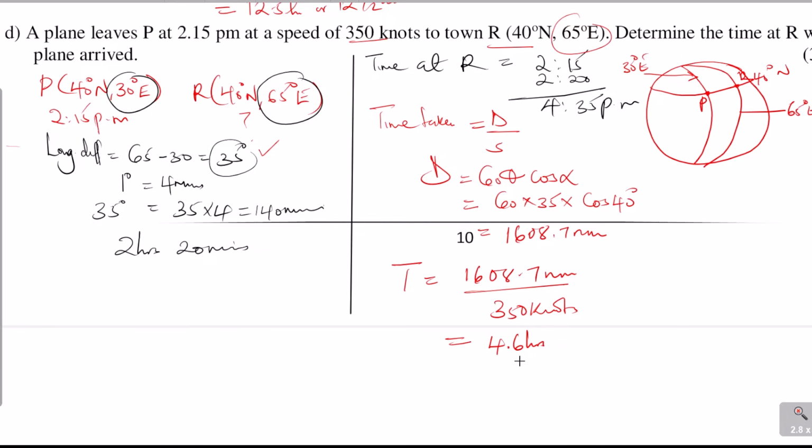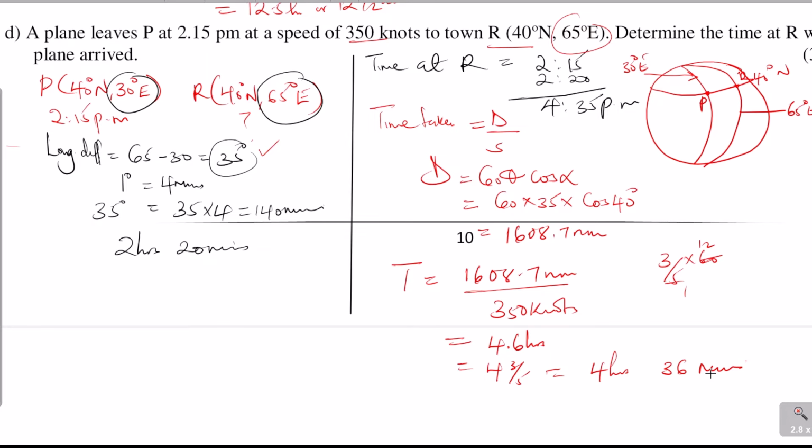So that means 4.6 hours is the same as 4 and 3 over 5. If we convert this to hours and minutes, 3 over 5 times 60 gives 36. So that is equivalent to 4 hours and 36 minutes. That will be the time taken.